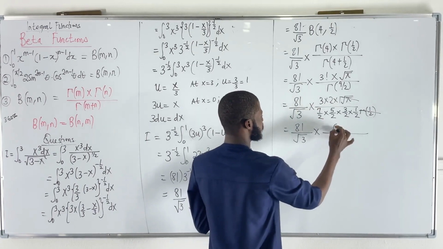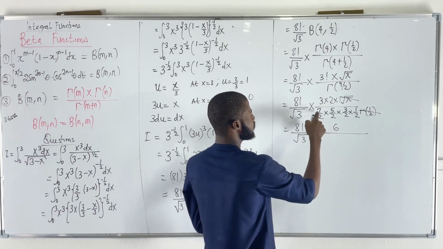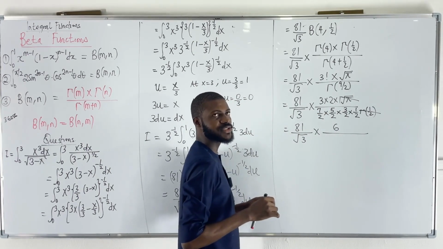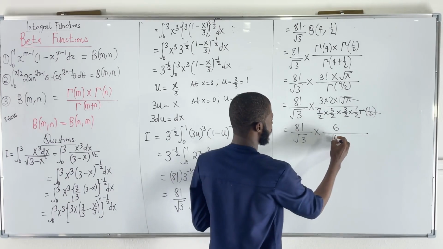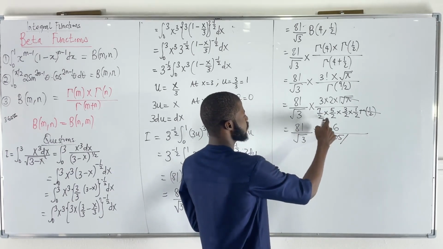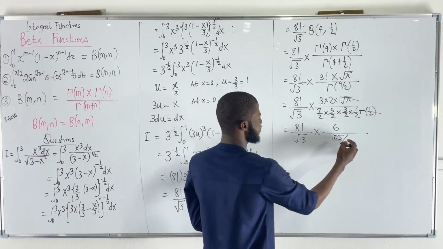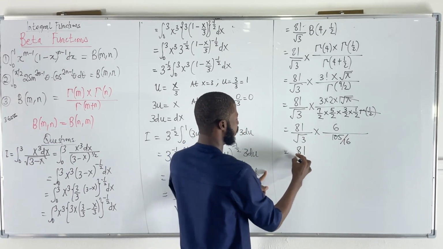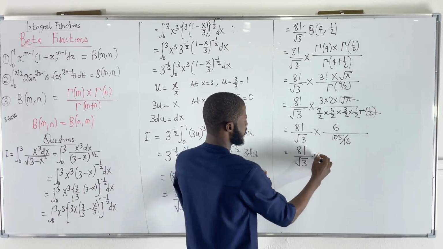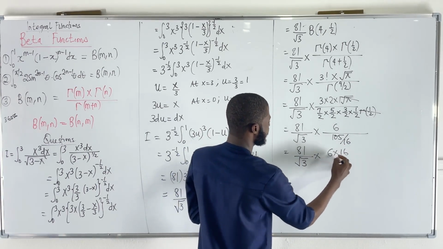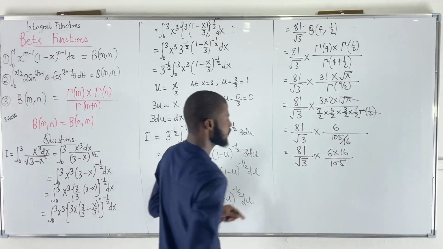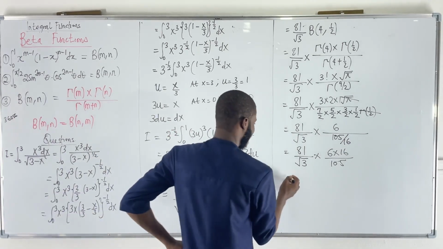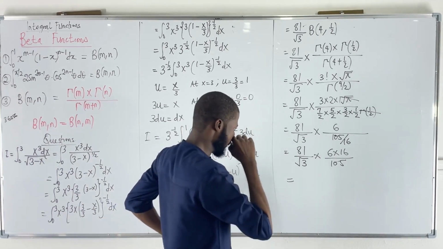This is 6 at the top. Now for the bottom, when I multiply this, 7 times 5 is 35, 35 times 3 is 105. So this is 105 divided by 2 times 2 times 2 times 2. That's 16. So the 16 can come to the top. So this is 81 divided by root 3 times 6 times 16 divided by 105. Okay, so let's see what we're going to be having.